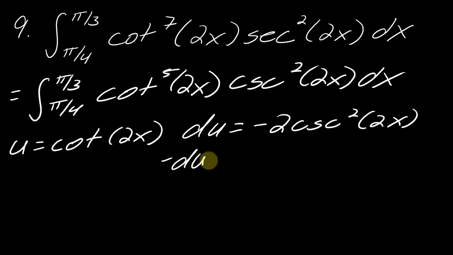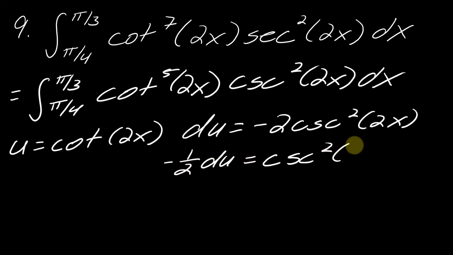I'd want to manipulate this and rewrite. Okay, sorry, I need to divide out this negative 2. That's what I meant to do. So to just rearrange this, this is negative 1/2 du equals cosecant squared 2x dx. So now I can substitute out this part here and this whole part here. And I want to switch out my limits of integration while we're at it.